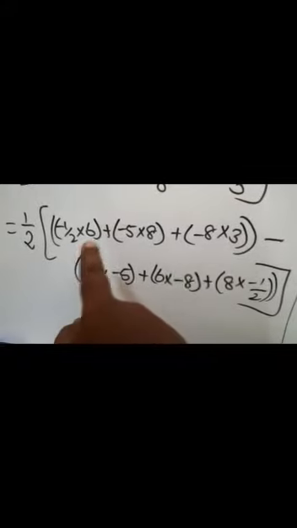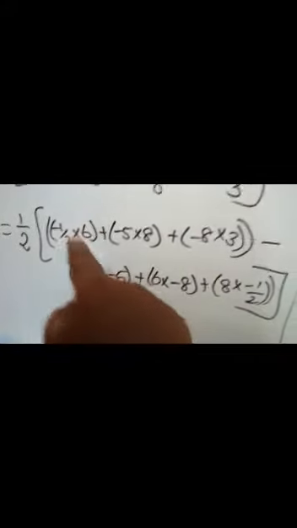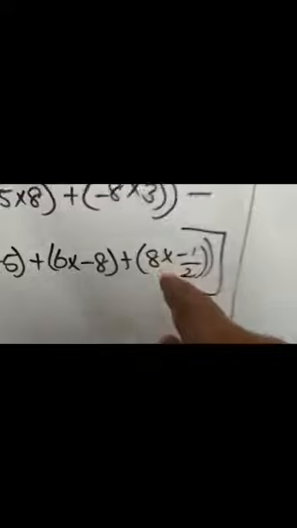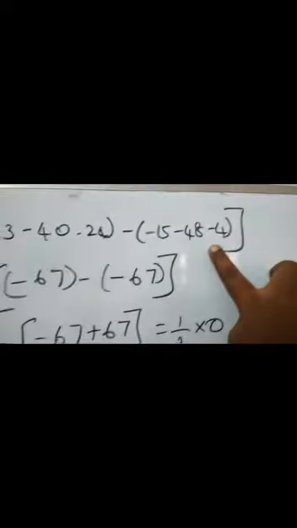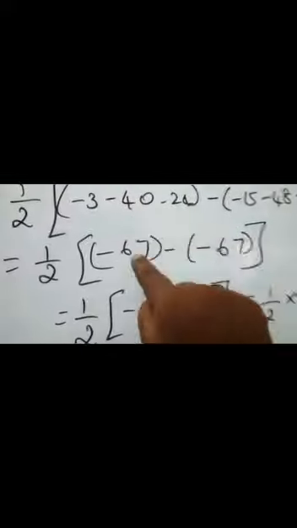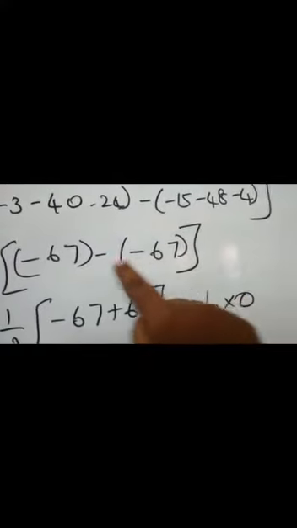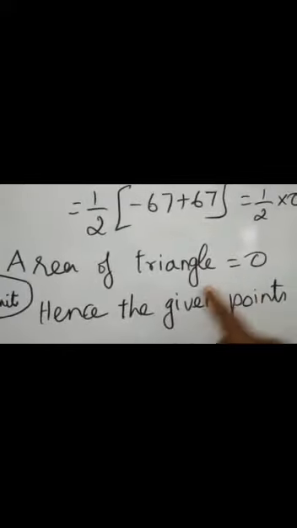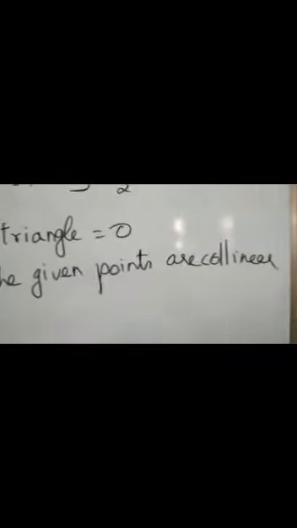Now, minus 1 by 2 into 6, 2 and 6 will be cancelled, so 3. So minus 3, minus 40, minus 24. Okay, next minus 15, minus 24, 2 and 8 will be cancelled and we get 4, minus 4. Now, if you simplify this, minus 67, this also minus 67. Now, minus into minus is plus 67. So minus 67 plus 67, 0. So half into 0, area of triangle equal to 0. If we get area of triangle equal to 0, hence the points are collinear.